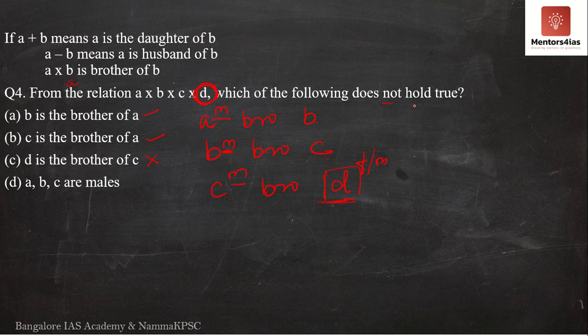So the question is asking which does not hold true. It has to be option C. D is not the brother of C, we don't know. D could be the brother or sister of C. Therefore, it is option C.